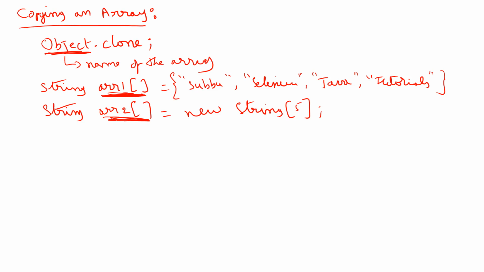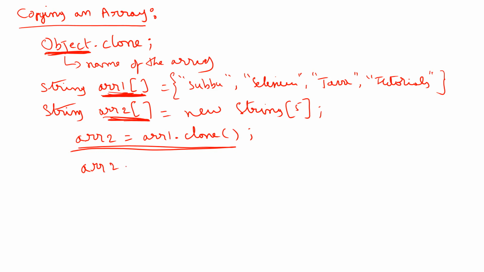So then we can use the Object.clone method, which is arr2 equals to arr1.clone. So this is the method we have to use. We cannot copy an array like this, arr2 equals to arr1. So this doesn't work out. It doesn't copy the elements here.